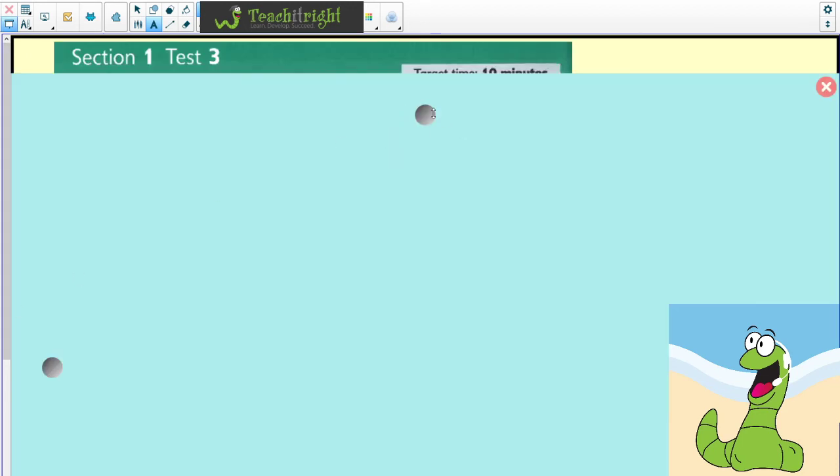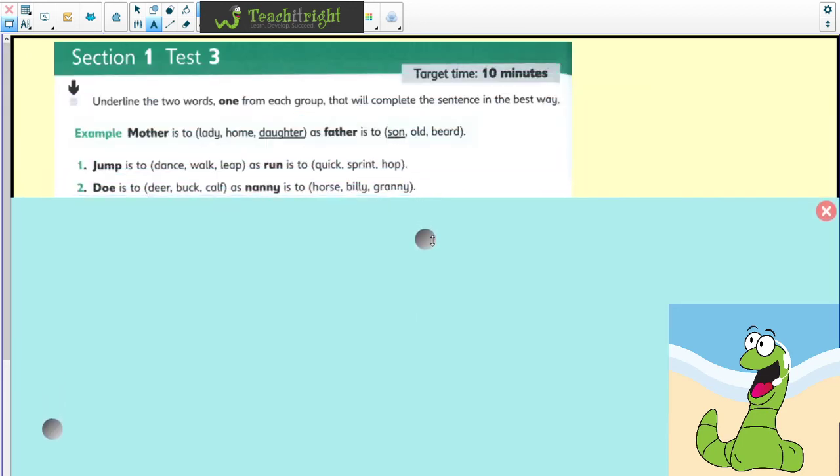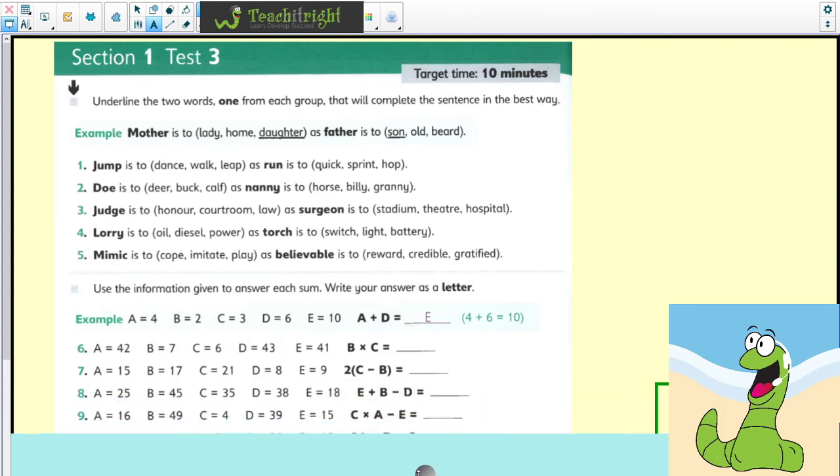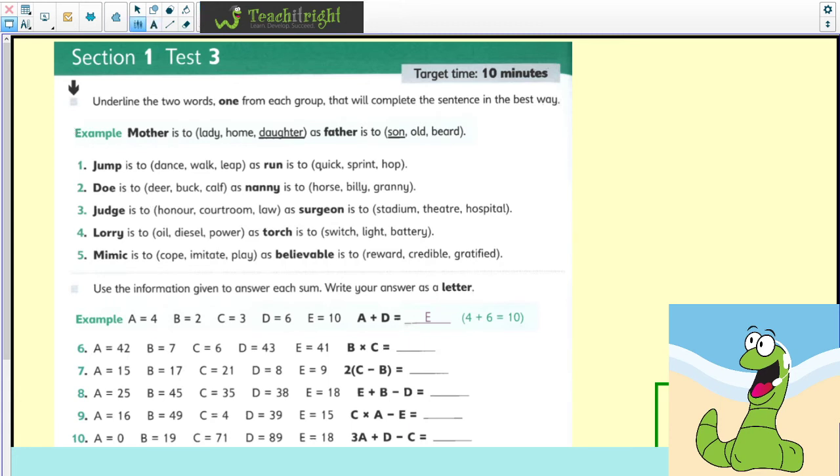Right, let's have a little look at this particular one. So to start with, we've got some analogies. Let's work down through these analogies and make sure that we know what all of the answers are. With analogies, what is really, really important is that the relationship needs to be the same. So let's go down through these.